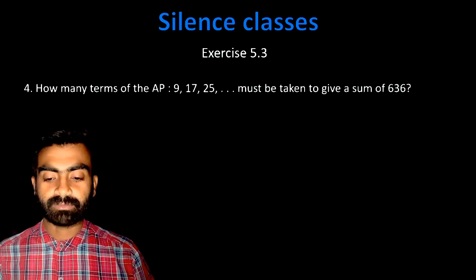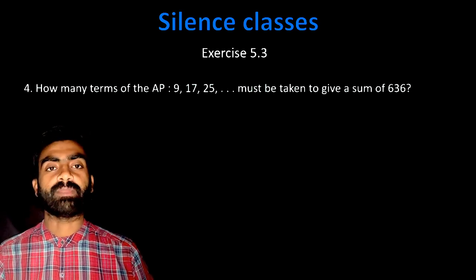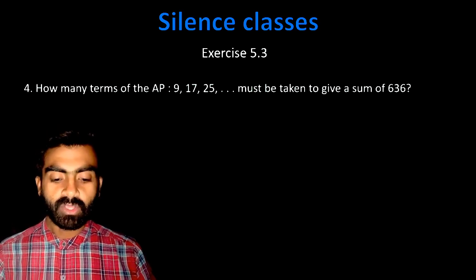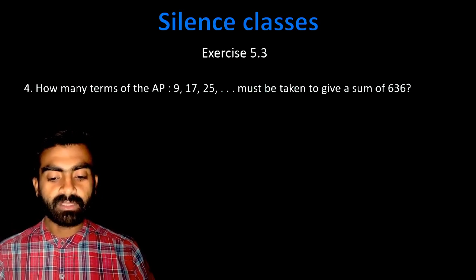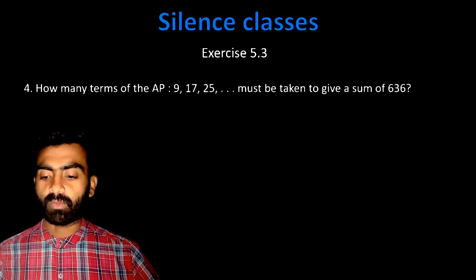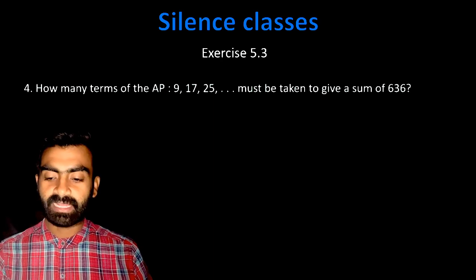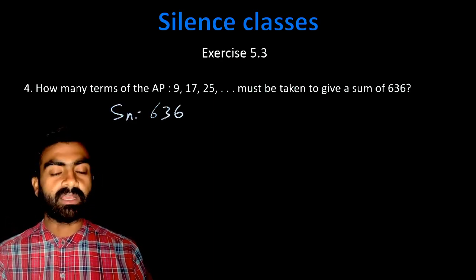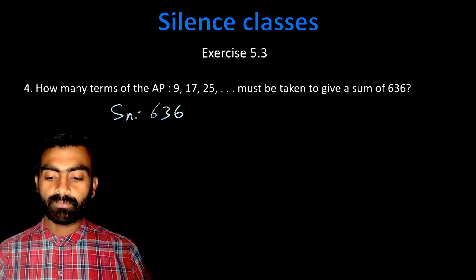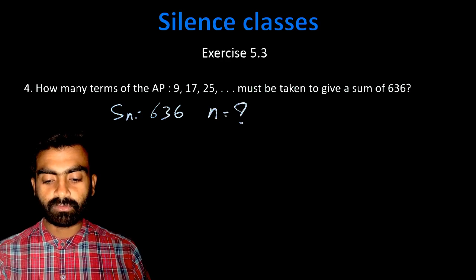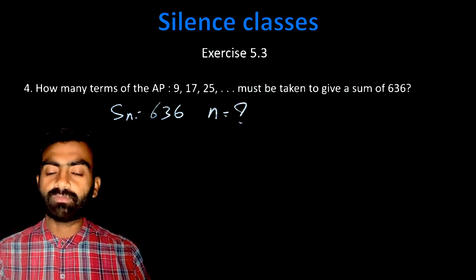Let's continue with the chapter Arithmetic Progression, exercise 5.3, question number 4. Now let's check what the question is saying. How many terms of the AP 9, 17, 25 must be taken to give the sum of 636? Means we have Sn equals 636, and we have to find n, that is, how many terms are needed to get this much sum.